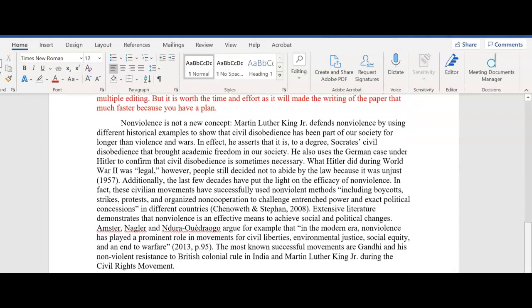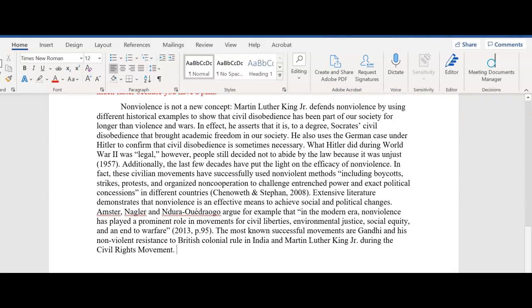Nonviolence is not a new concept. Martin Luther King Jr. defends nonviolence by using different historical examples to show that civil disobedience has been part of our society for longer than violence and wars. In effect, he asserts that it is, to a degree, Socrates' civil disobedience that brought academic freedom in our society. He also uses the German case under Hitler to confirm that civil disobedience is sometimes necessary. What Hitler did during World War II was legal. However, people still decided not to abide by the law because it was an unjust law.